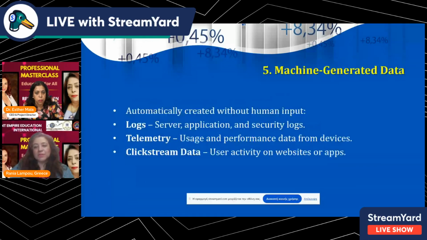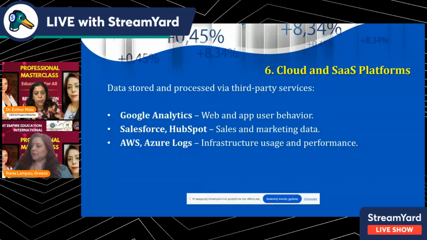And we have machine-generated data, which is automatically created without human input. That would be logs, security logs, for example, telemetry, usage and performance data from devices, clickstream data, which has to do with the user activity on websites or apps, and cloud and SaaS platforms, which is data stored and processed via third-party services, for example, Google Analytics or Salesforce, HubSpot, Azure logs, etc. Azure, here we work on this in the Greek Ministry of Education, has to do with infrastructure usage and performance.